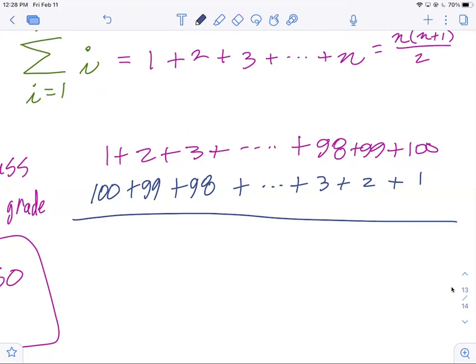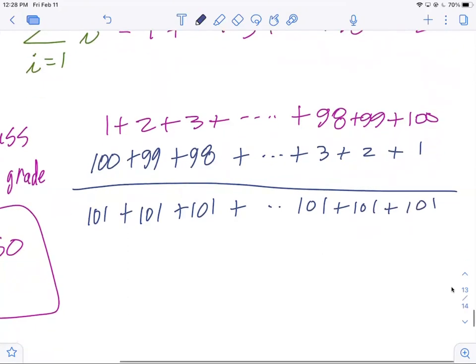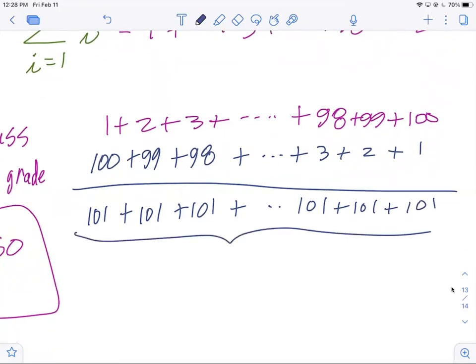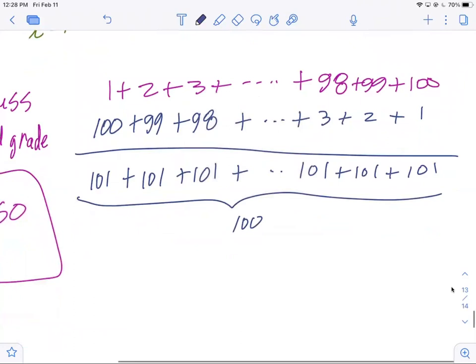And so when you add them up vertically now in columns, you get 101 plus 101 plus 101 plus 101 plus 101, and so on and so forth, plus 101. And of course, Gauss knew all about repeated addition being multiplication. So we have the same number here added up how many times? There's 100 of them, right? So how do you add up 101 100 times? You do 100 times 101.